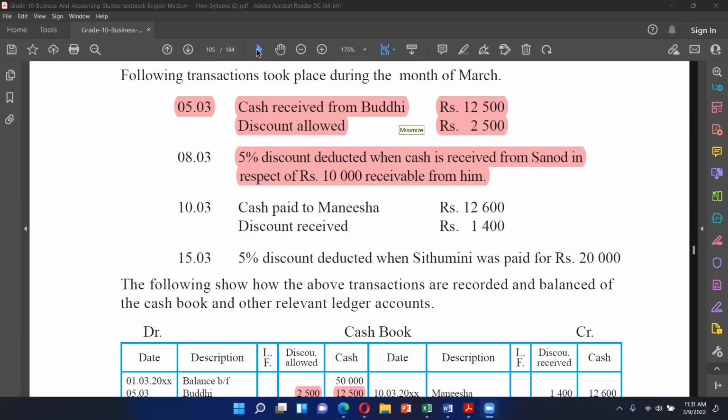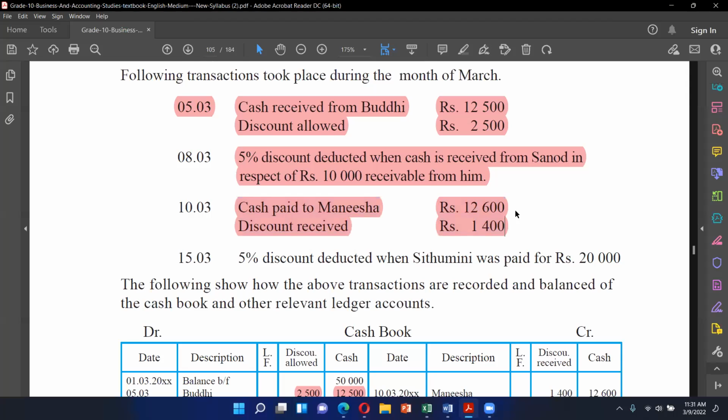Vihanga, can you read the next transaction? 10th March. Vihanga, are you there? Hello. Can you hear me? Fasitma, can you read the transaction, 10th March?